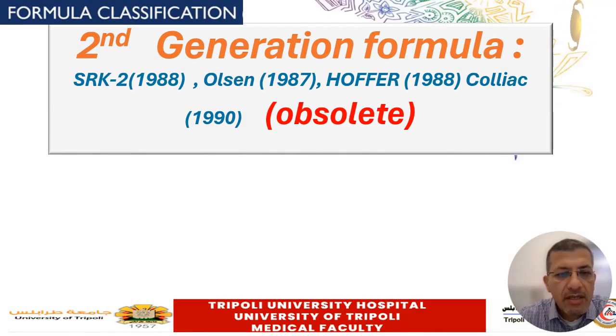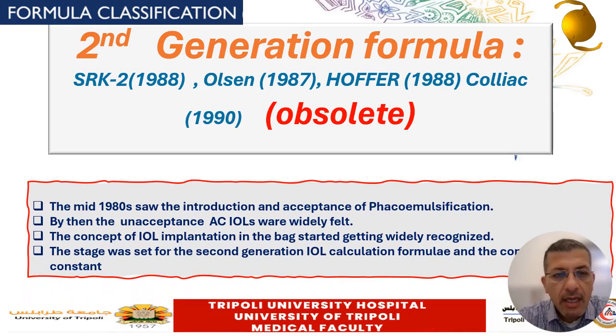After the emergence of phacoemulsification surgery and posterior chamber IOL implantation, in-the-bag implantations, doctors found that it is mandatory to have a proper formula to measure the IOL power, to assume the new position of the IOL in the posterior chamber. As I said before, they were using only the anterior chamber IOL, so there is a fixed value for the anterior chamber depth and the distance between the cornea and lens. There is a fixed value.